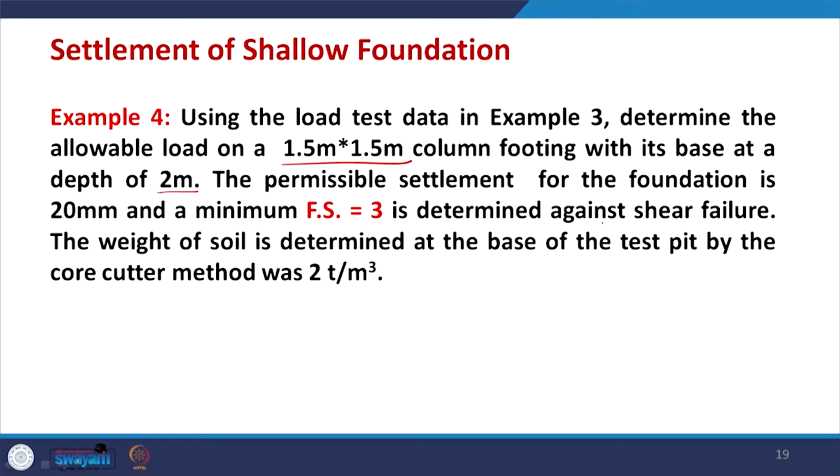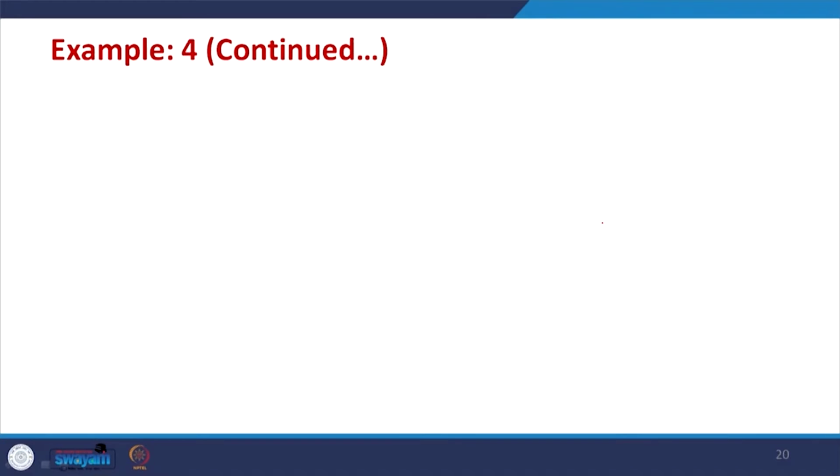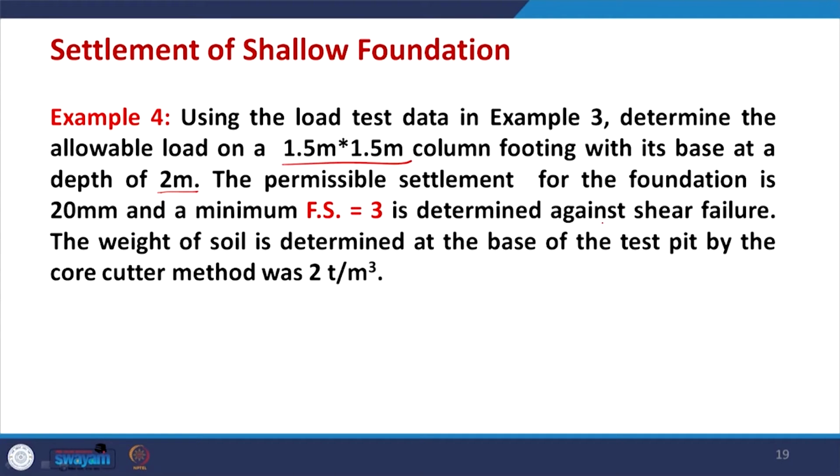The unit weight of the soil, determined at the base of the test pit by the core cutter method, was 2 ton per meter cube. So, these are the data given, and using these data we need to determine the settlement. The permissible settlement of the foundation is given. So, ultimately what is the question? The question is to determine the allowable load. What load can you allow here? For allowable load, you require a factor of safety, which is also given in this question, that is 3. That means the ultimate load divided by the factor of safety will give you the allowable load.